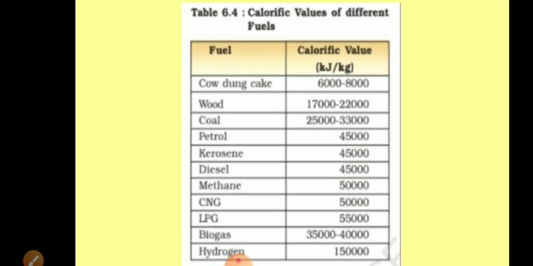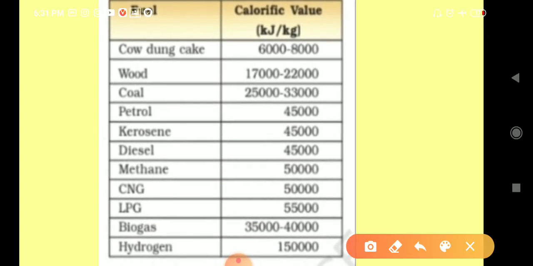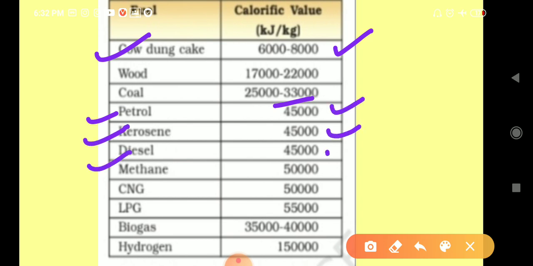Now next, see the calorific value of the different fuels. Here is a list of some fuels, and we can see the calorific value of each particular fuel. The first is cow dung cake, which has a calorific value of about 6,000 to 8,000 kilojoule per kg, and wood 17,000 to 22,000, coal 25,000 to 33,000, and see the petrol 45,000, kerosene 45,000, diesel again 45,000, and methane, CNG, and LPG. These all have a calorific value of 50,000 kilojoule per kilogram, right?